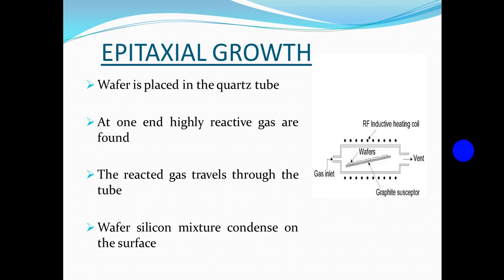The steps are: first, the wafer is placed in a quartz tube that can withstand very high temperature. Second, at one end, highly reactive gases are formed. Third, the reacted gases travel through the tube until they encounter the wafer. And fourth, due to the low temperature of the wafer, silicon in the mixture condenses on the surface, which gives a nice epitaxial growth, as you can see in the picture.